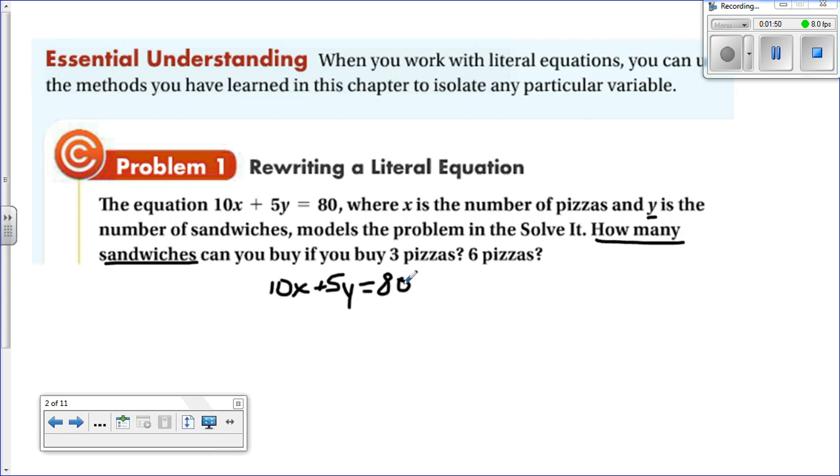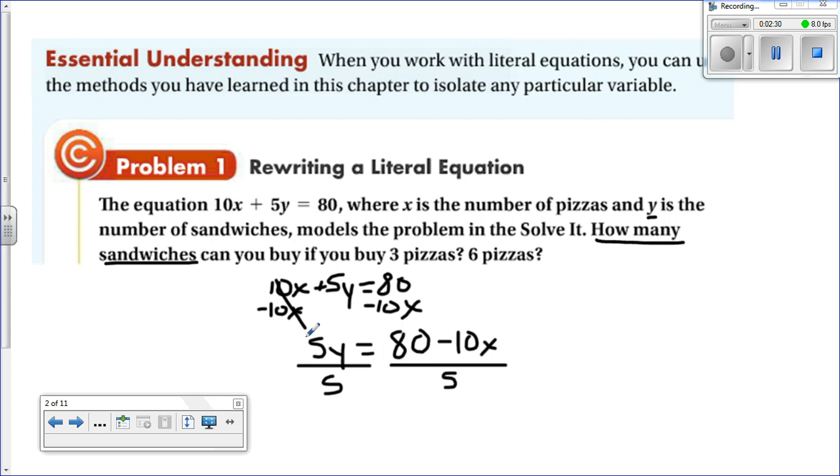So the same types of rules are used that we use when solving just normal equations. Okay, we want to get the 5y out, the y all by itself. So we want to move this 10x over. So we subtract 10x from each side. Those cancel. Can you take 80 minus 10x? You can, but they don't combine at all. So you have 80 minus 10x. Then we divide by 5. Get rid of the 5. Those cancel, and we are left with y equals.